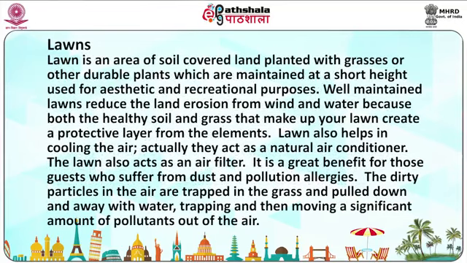Students, another element of outdoor gardening is lawns. A lawn is an area of soil-covered land planted with grasses or other durable plants which are maintained at a short height, used for aesthetic and recreational purposes. Well maintained lawns reduce land erosion from wind and water, because both healthy soil and the grasses that make up your lawn create a protective layer from the elements.